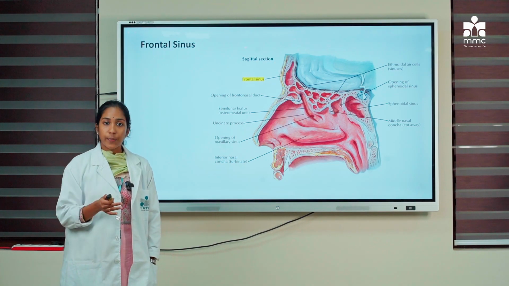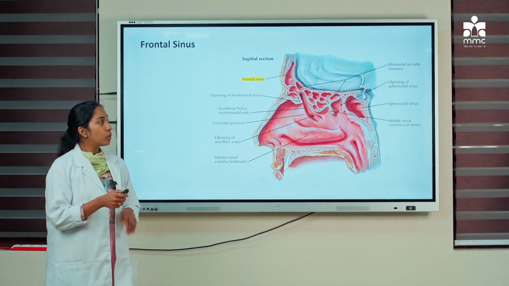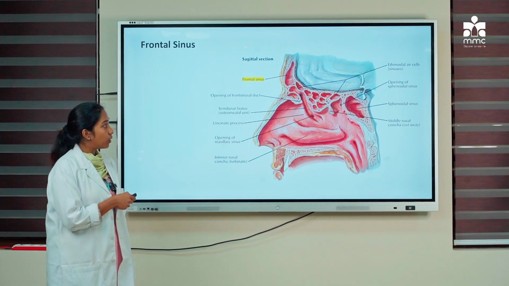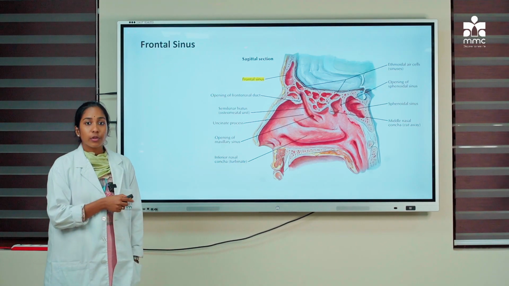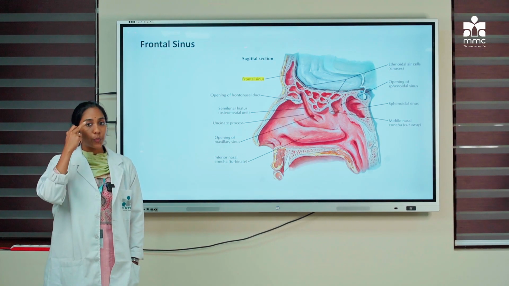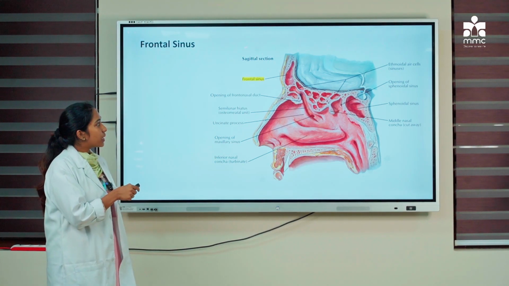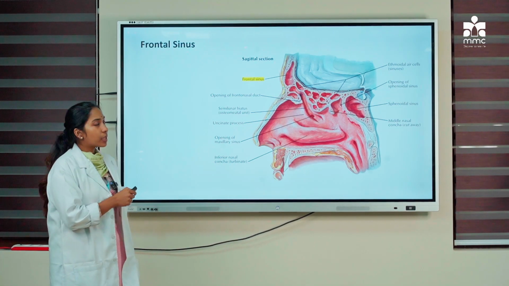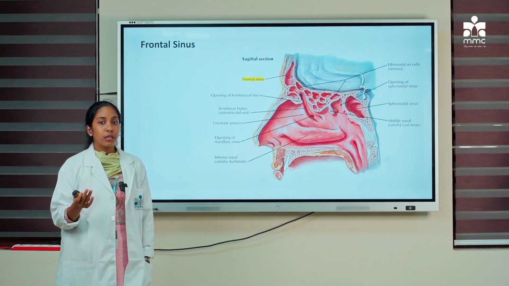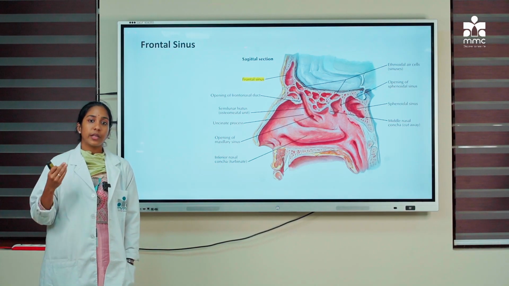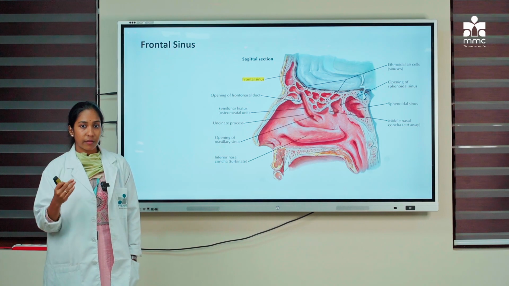Coming to the sinus present in the frontal bone. So here we can see this is the frontal sinus which is present in the frontal bone. It's triangular in shape. It is situated behind the superciliary arches, and also it extends upwards and backwards. The frontal sinus is absent or rudimentary at birth, and then it gradually develops. By 7 to 8 years it develops.